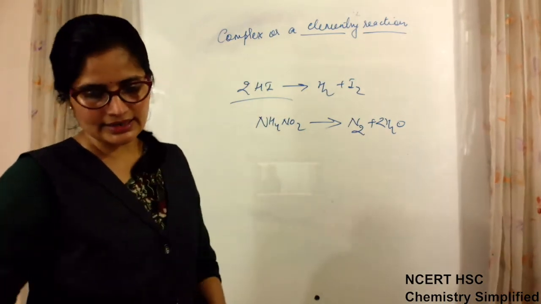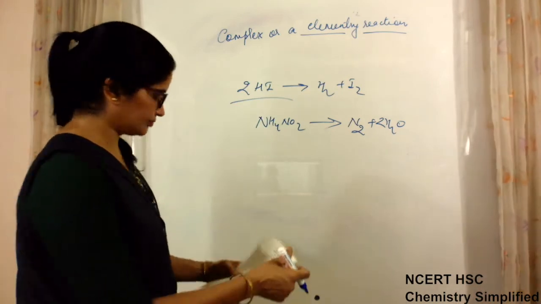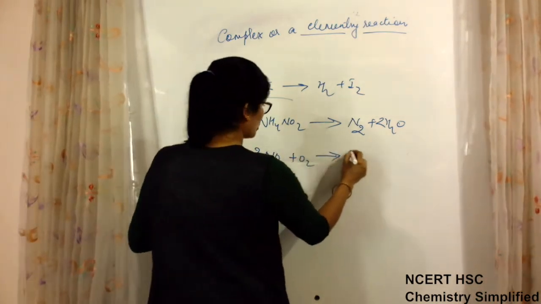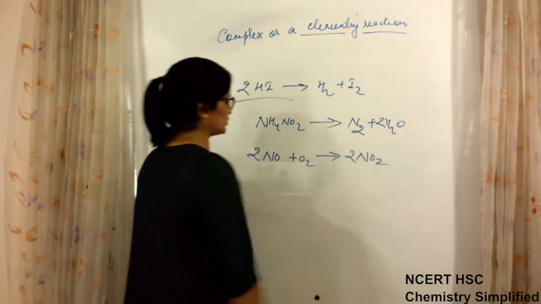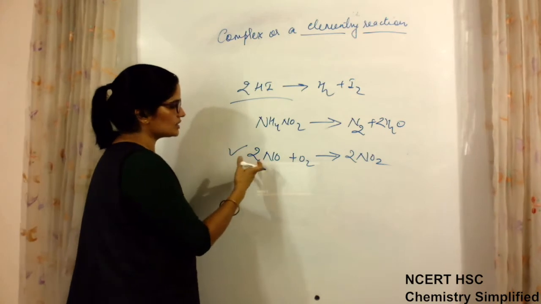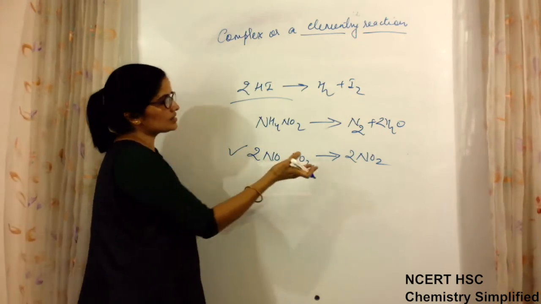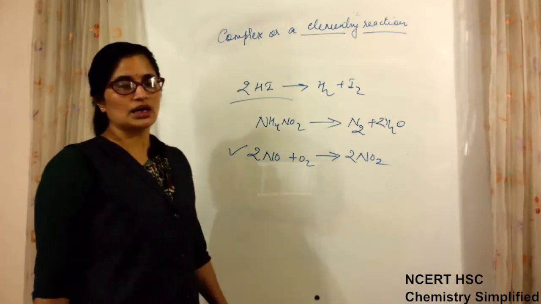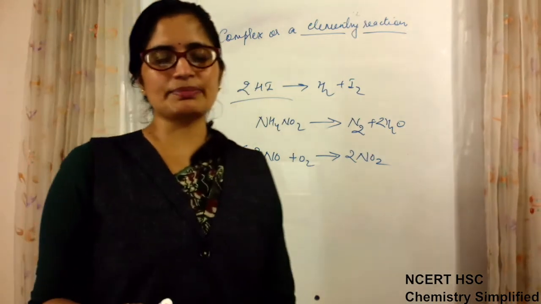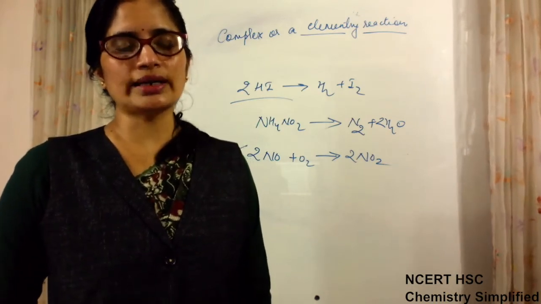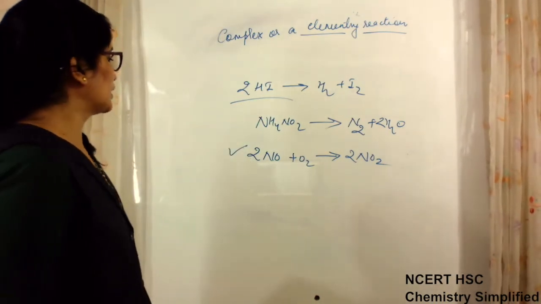But if I write a reaction like this, 2NO plus O2 gives 2NO2. This is a simple reaction. This is also an example of an elementary reaction, because hardly 2 of this and 1 of this molecule are combining in one step to form the product. But when the number of reacting species is more than 3, then generally the reactions are not elementary. They become complex.